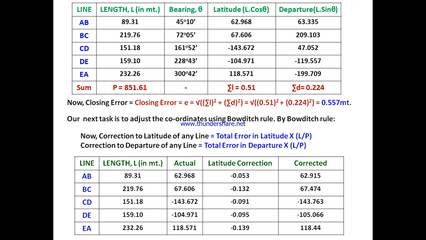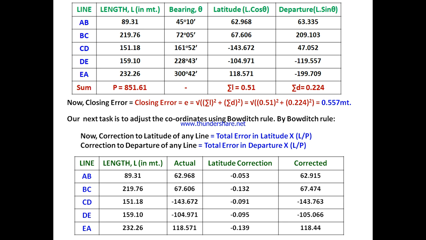In this manner you get the value as 0.053. Now, as we already know that the error is coming positive, we will take the correction as negative. If the error is coming negative, then we have to take the correction as positive.